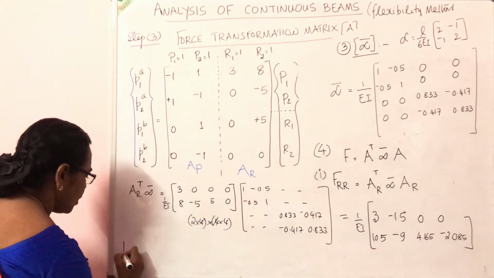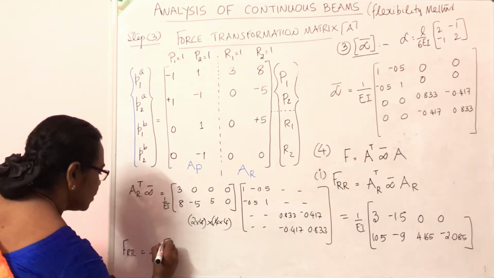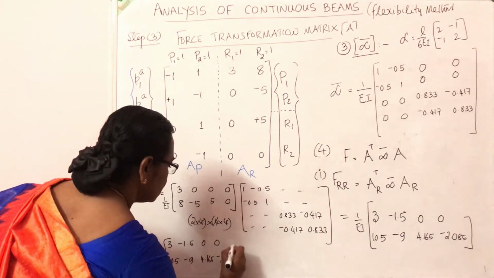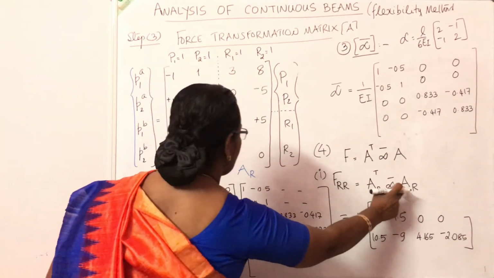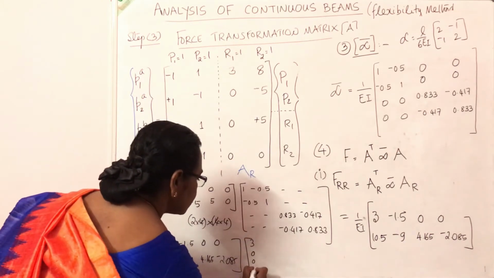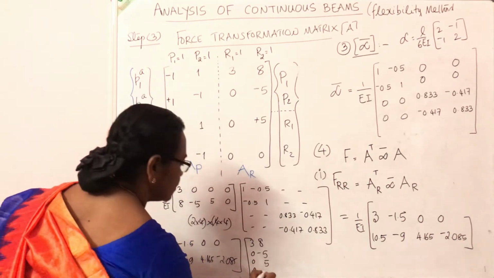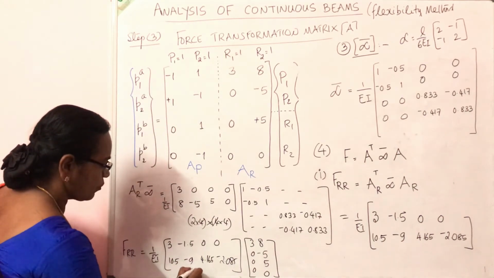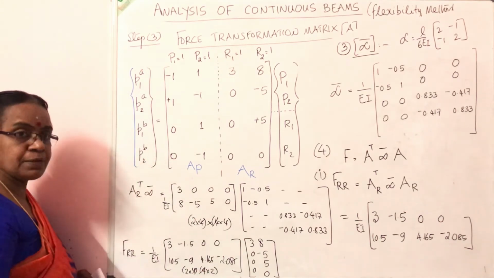Next I can do what is FRR. FRR is equal to 1 by EI, AR transpose alpha bar. This is already calculated into AR. AR is 3, 0, 0, 0, 8, minus 5, 5, 0. So after this multiplication, this is a 2 by 4 matrix. This is 4 rows and 2 columns, 4 by 2. So the resultant will be 2 by 2.